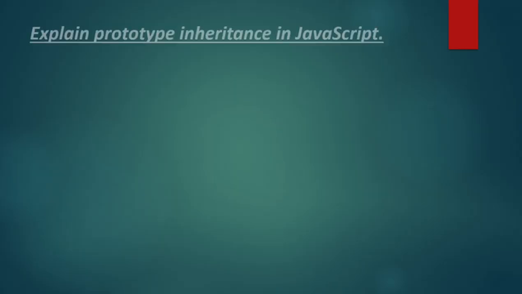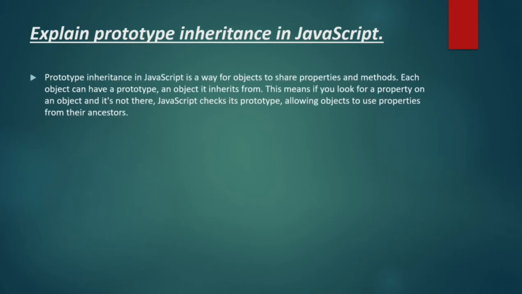Now let's move to the different question. Explain prototype inheritance in JavaScript. So prototype inheritance in JavaScript is a way for objects to share properties and methods. Each object can have a prototype, an object it inherits from. This means that if you look for a property on an object and it's not there, JavaScript checks its prototype, and it allows objects to use properties from their ancestors.